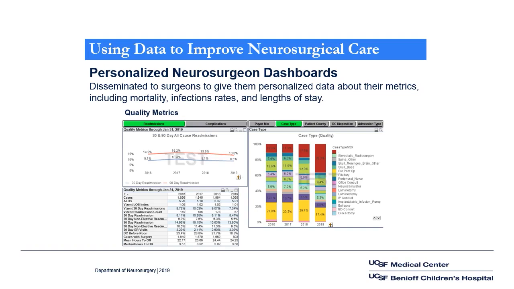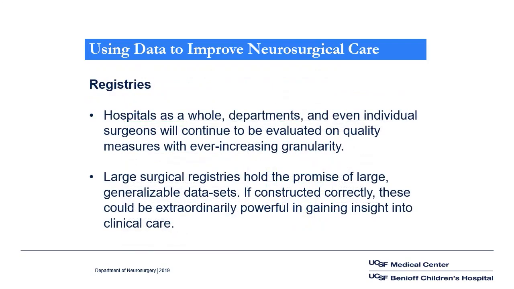Disseminating data to individual providers is one mechanism for improving neurosurgical care. This data can give providers information about their metrics, including mortality, infection rates, and length of stay. Another mechanism that uses data to improve care is the use of neurosurgical registries. Hospitals as a whole, departments, and even individual surgeons will continue to be evaluated on quality measures with ever-increasing granularity, and large surgical registries hold the promise of generalizable data sets.